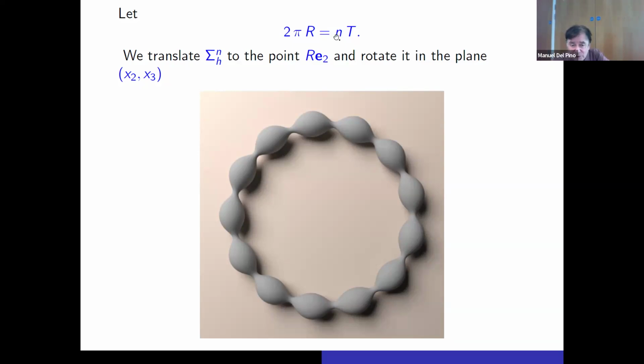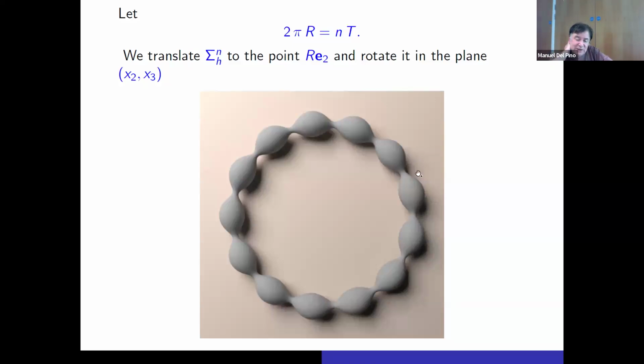Now, supposedly I have n of these guys, and the period is capital T. Then n times capital T is supposed to be 2 pi times the radius of this guy, the large radius. So this is the relation. This is the operation that relates n and capital R. Essentially, capital R and n differ only by a multiplicative constant. They are two things of the same order.